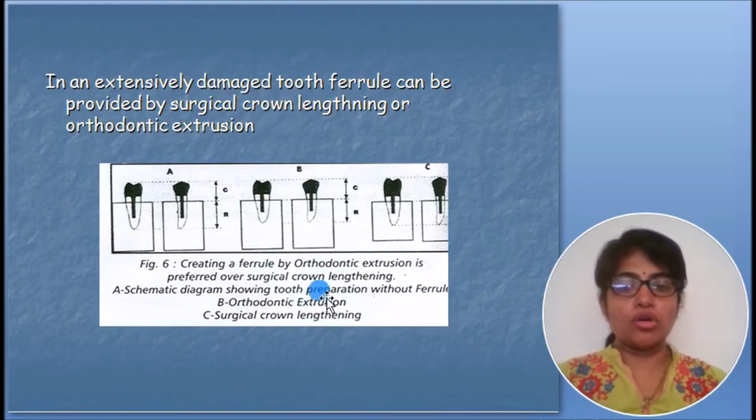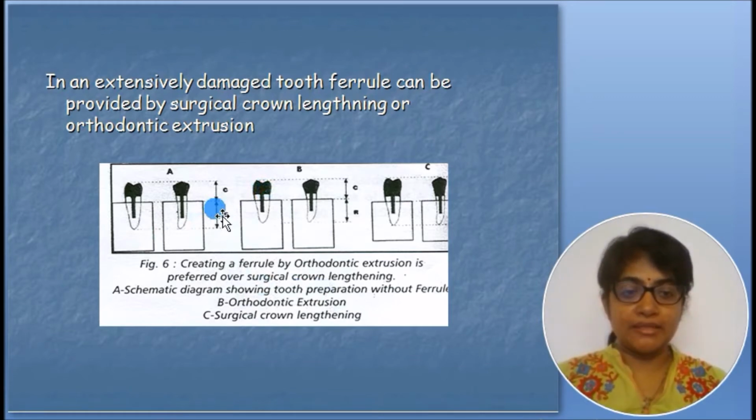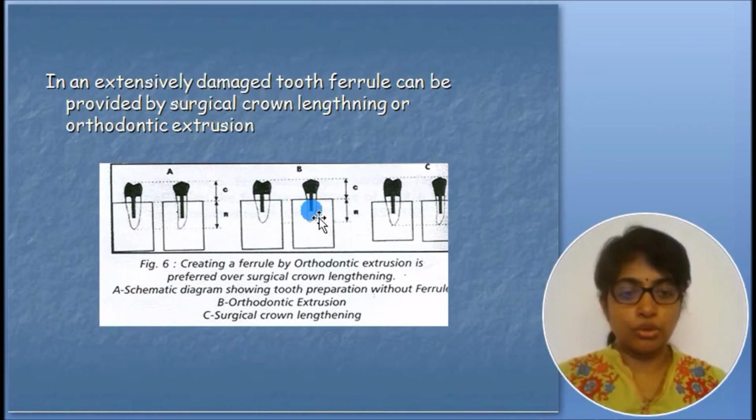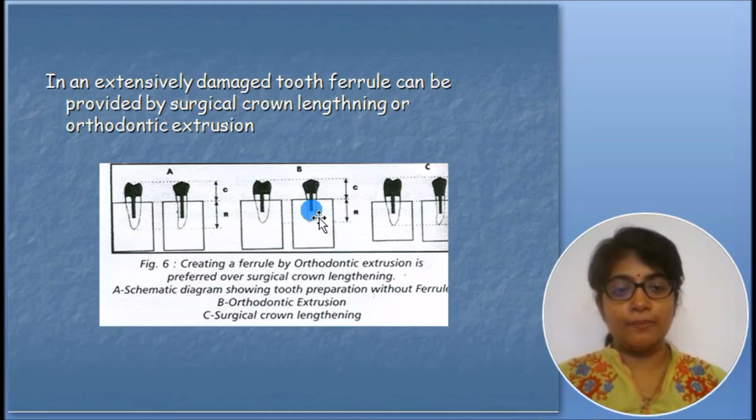Now coming to another aspect, in an extensively damaged tooth, ferrule can be provided by surgical crown lengthening or orthodontic extrusion. Now you can see here that in many cases the clinical crown height might not be sufficient to provide ferrule. In such cases there are two options. Either we can go for surgical crown lengthening, that is the removal of the soft tissue or gingiva from the tooth, if there is adequate attached gingiva available, and if the alveolar bone level permits the removal of the soft tissue.